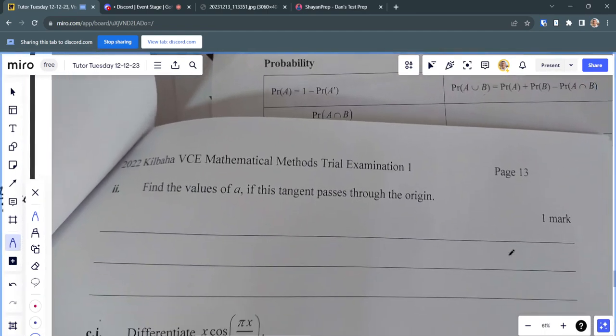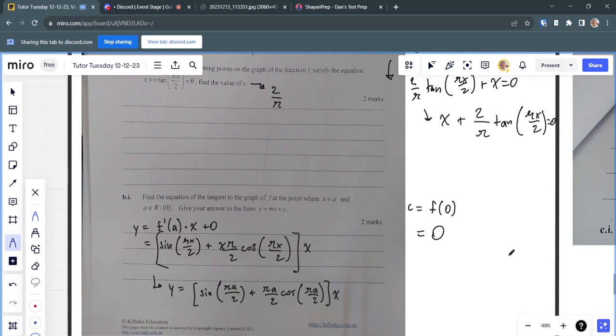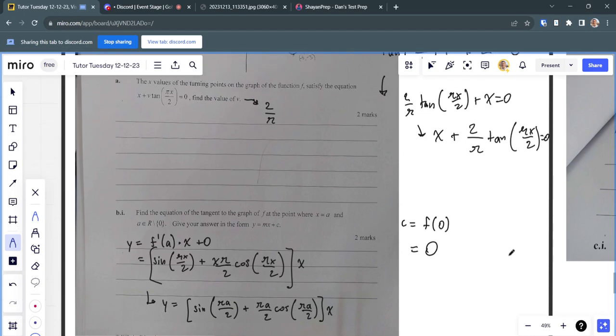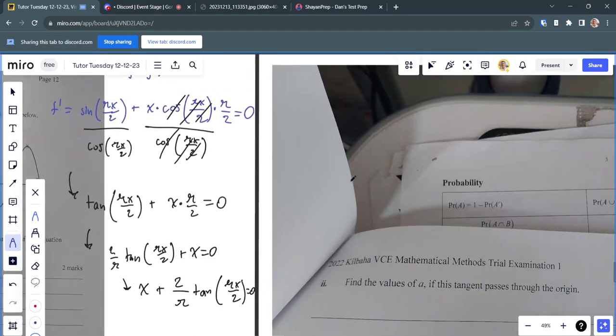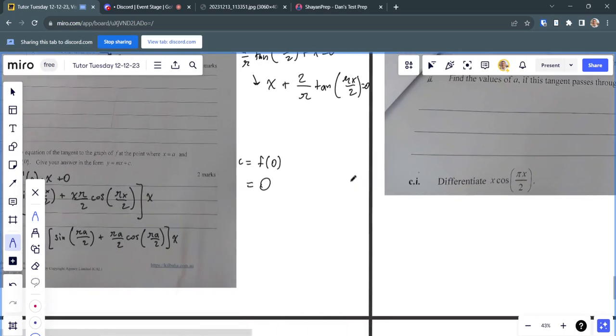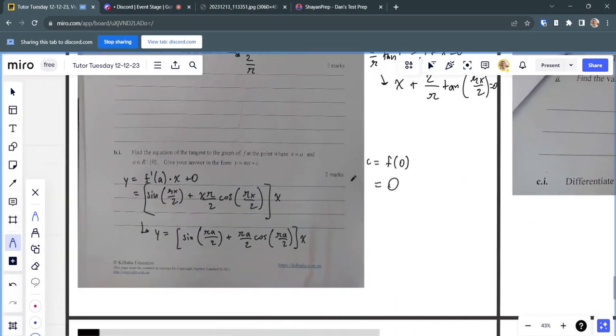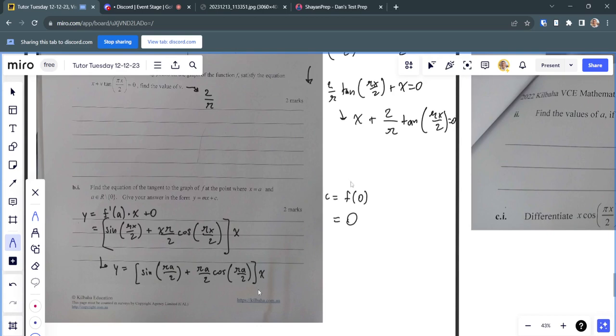Find the values of a if this tangent passes through the origin. Okay, if the tangent passes through the origin. Interesting. I never had to do a problem like that. If the tangent passes through the origin, then it's going to mean x and y are both equal to 0, right? But in that case, it becomes pretty trivial, because if we substitute in 0, 0, then the whole equation is trivially true.